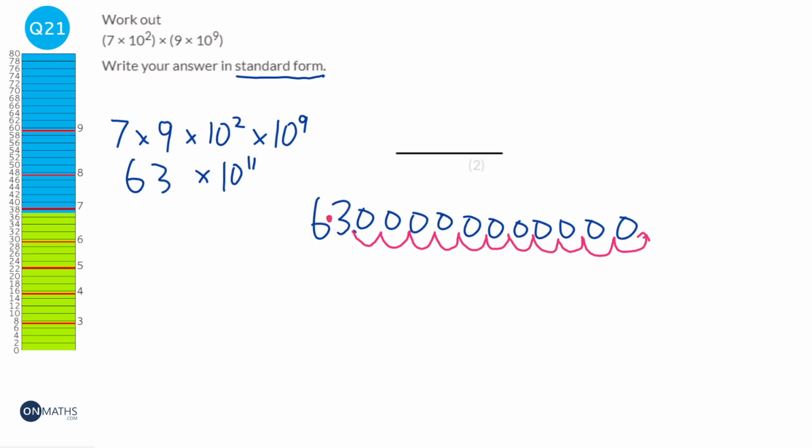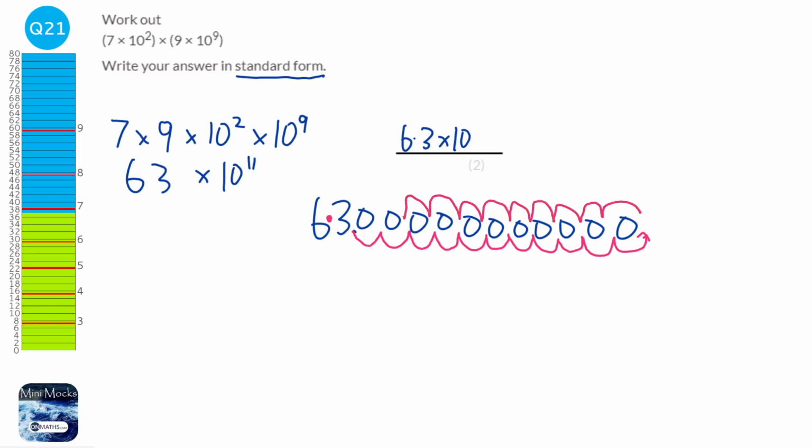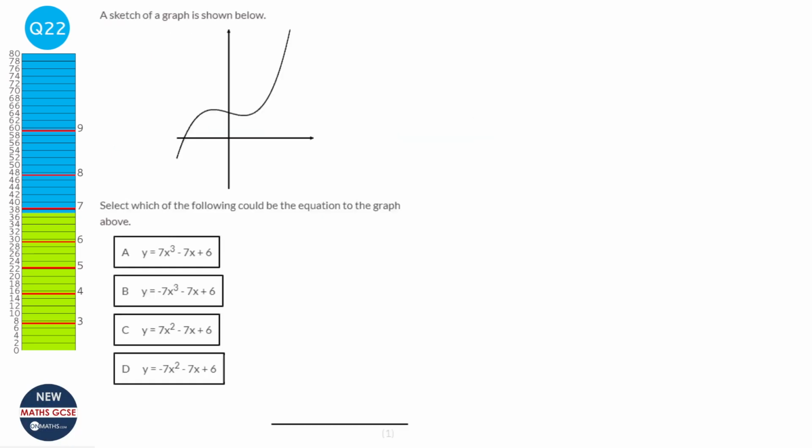So we want to end up with 6.3 times 10 to the power of, well, let's work that out now. So we go 1, 2, 3, 4, 5, 6, 7, 8, 9, 10, 11, 12. So it's going to be 10 to the power of 12. Now you don't need to do all the working out I've just shown there. You just need to know when you convert that 63 into a 6.3, you need to add 1 to the power.